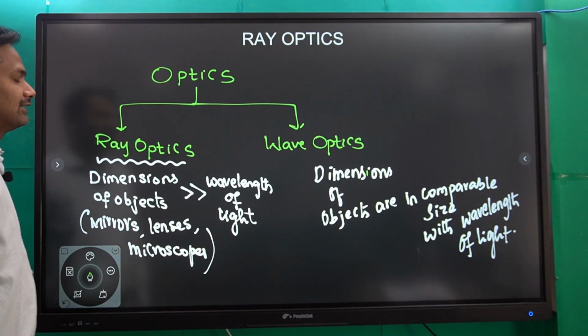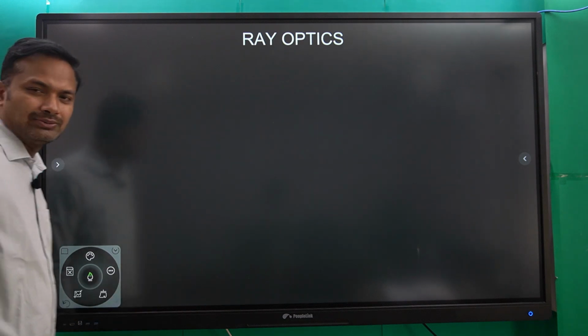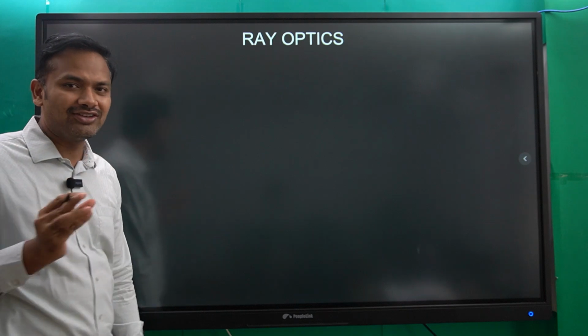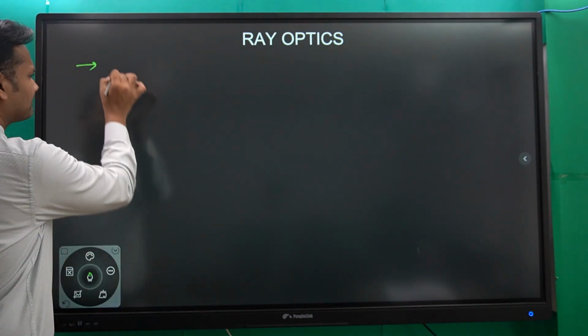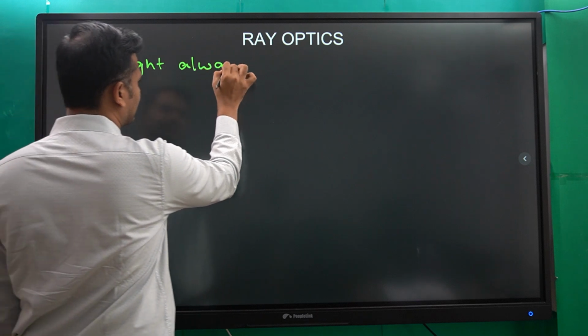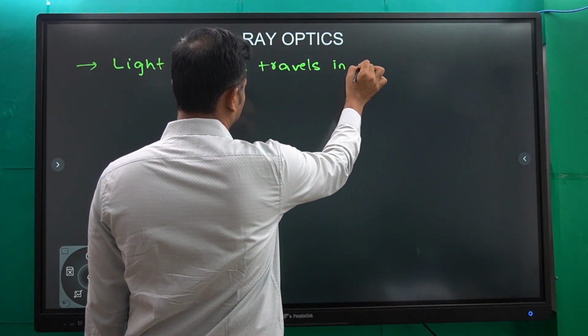Right, so now let us see the basic points about light. First, we know that light always travels in a straight line.